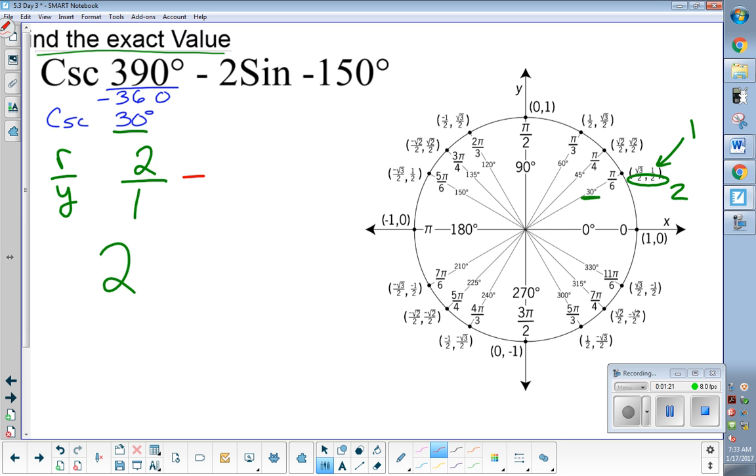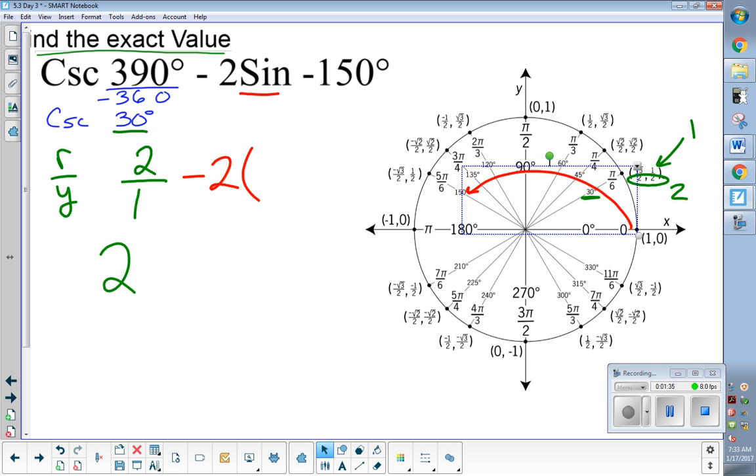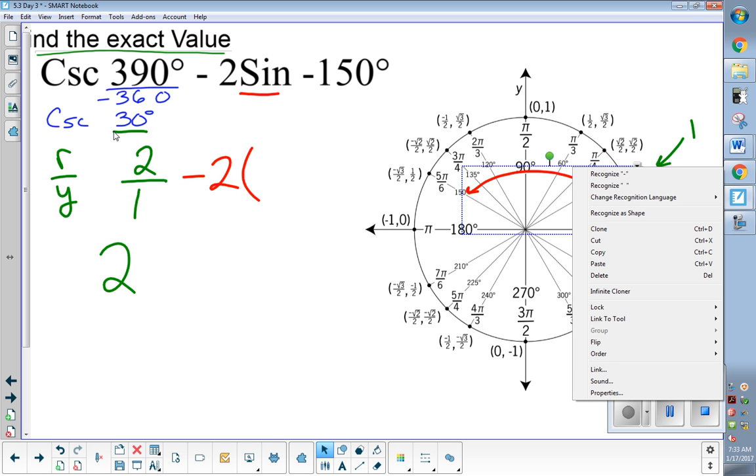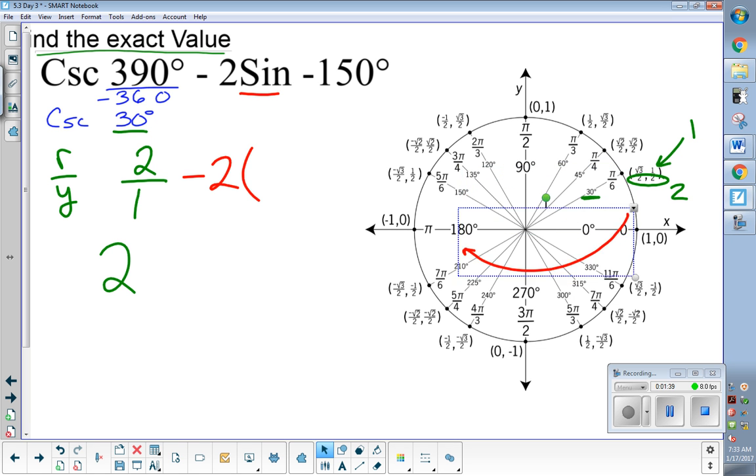Minus 2 times whatever sine at negative 150 is. Well, I can't get to negative 150. Here's positive 150 right here, going that direction. If we're doing negative 150, technically what we were doing is the exact opposite. So I'm going to flip this upside down. I'm really going the opposite way. Now I'm headed over this direction. It's going to end up being 210 degrees.